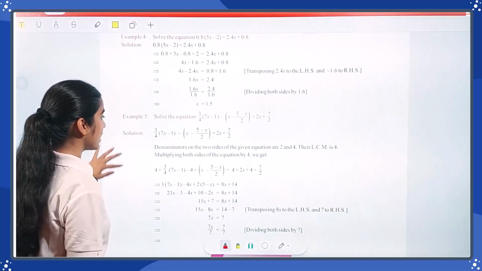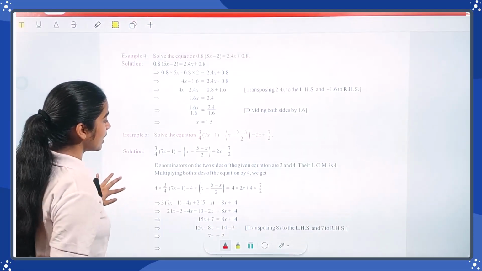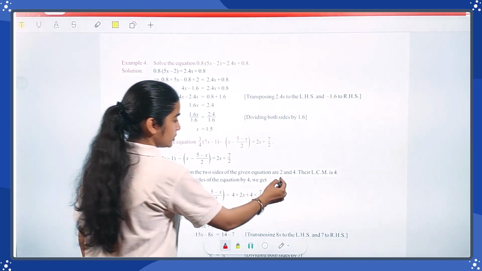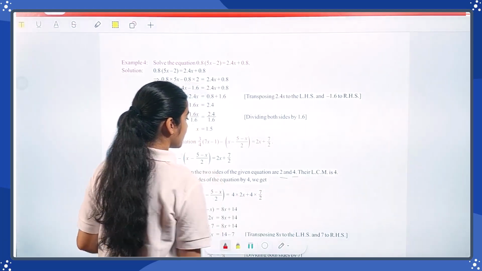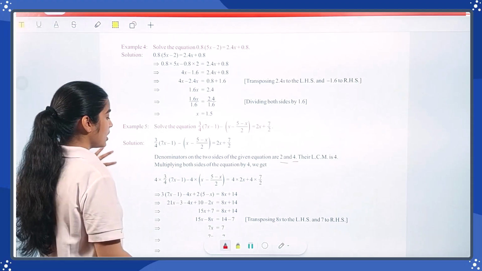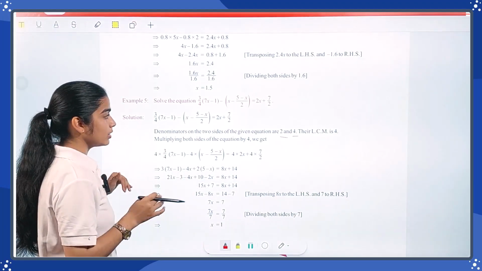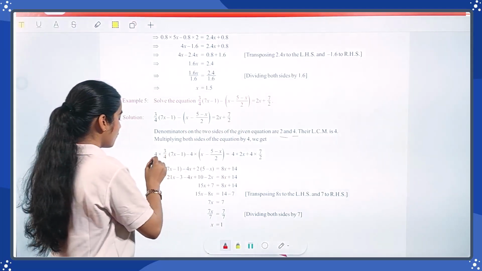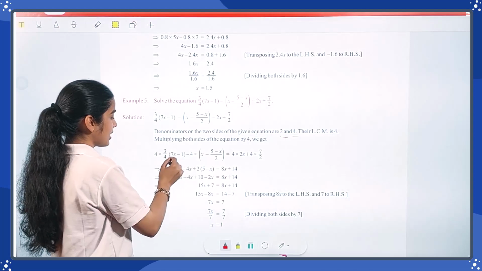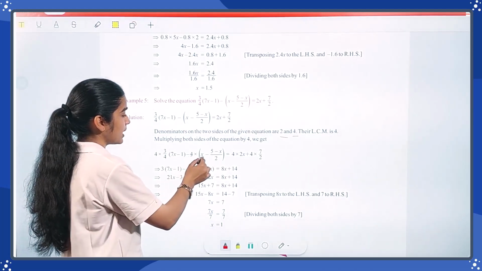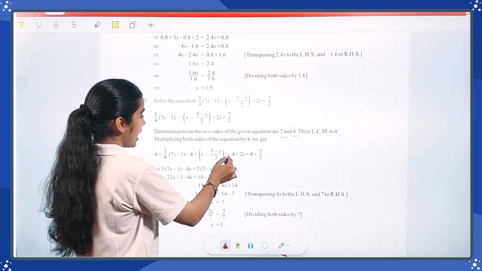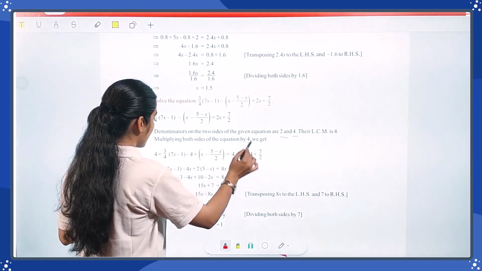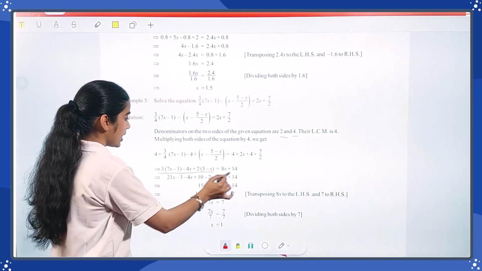Okay. Next we have to solve this equation. So what you have to do? First you have to take LCM of which number? 2 and 4. The LCM of 2 and 4 is 4. Now multiply all the sides, LHS and RHS, with 4. 4 multiplied by 3 by 4 and 7x minus 1. 4 multiplied by x minus 5 minus x by 2 is equal to 4 multiplied by 2x plus 4 multiplied by 7 by 2. By doing this, here is your end answer.